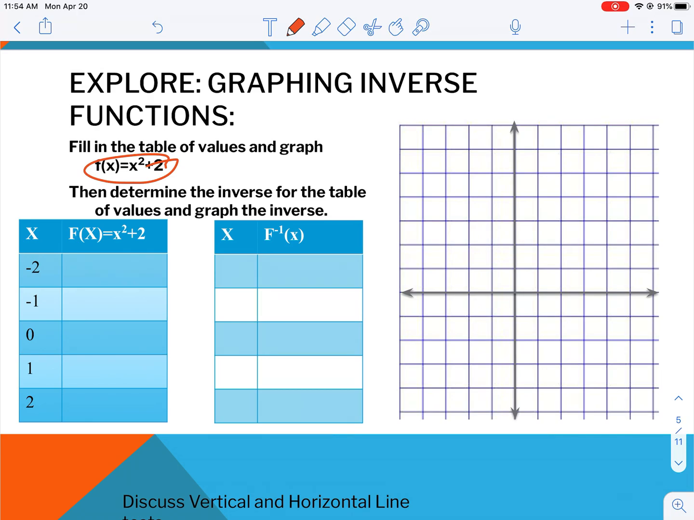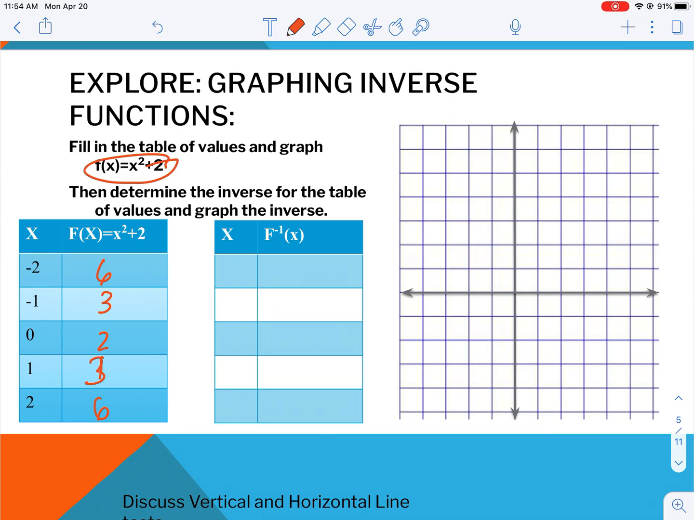and I'm going to make a little table of values. So if I put in a -2, I would get out 6. If I put in a -1, I'm getting out 3. If I put in a 0, 2. If I put in a 1, whoops, I get out 3. And if I put in a 2, I get out 6 again.